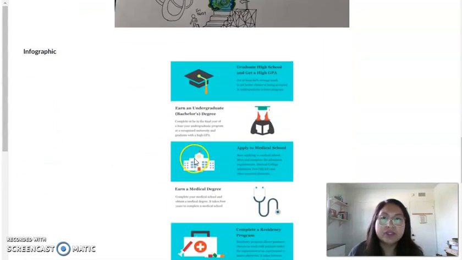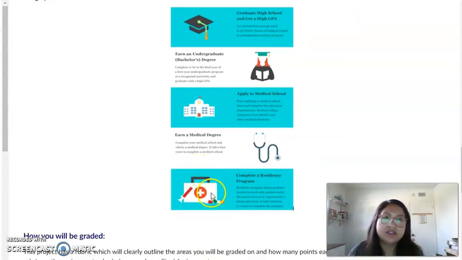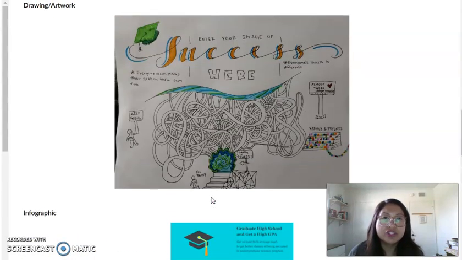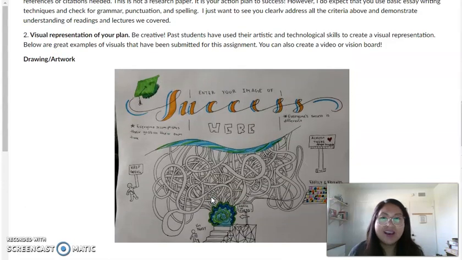Another example here is an infographic that you can create, and this student showed their journey to success to becoming a doctor, to completing medical school, and then eventually practicing as a physician. So again, these are just some examples, but I urge each of you to be creative, think outside of the box, don't be afraid, and show me your path and journey to success and how that's represented.